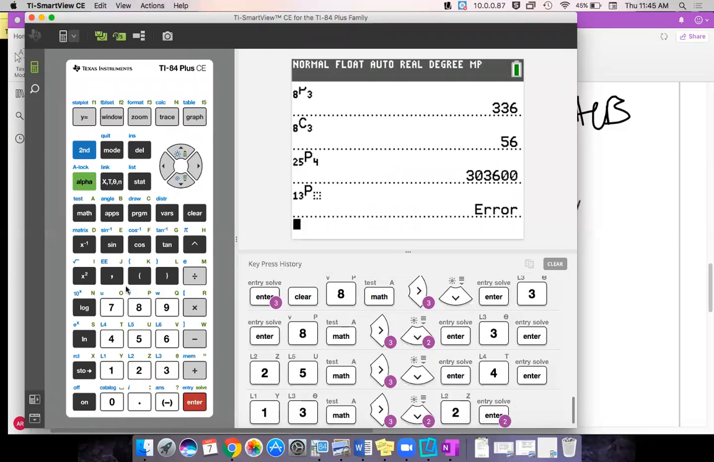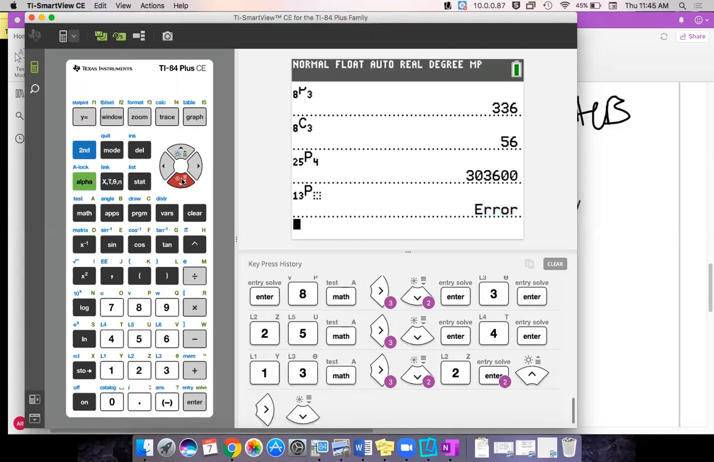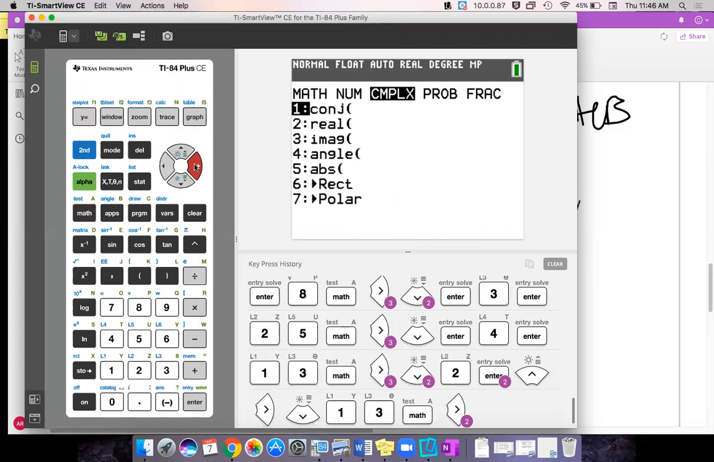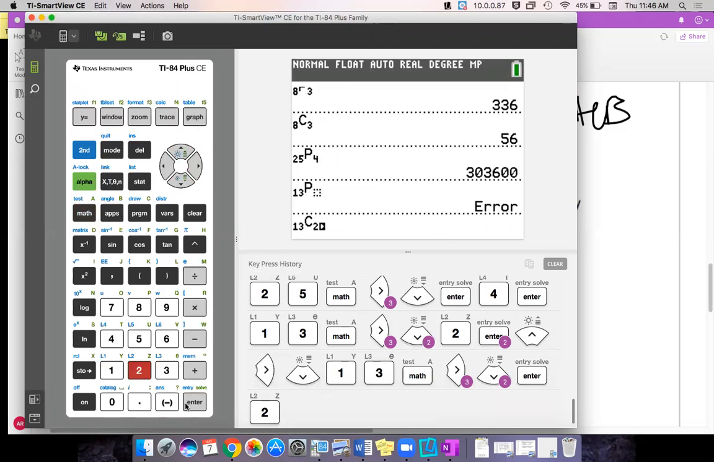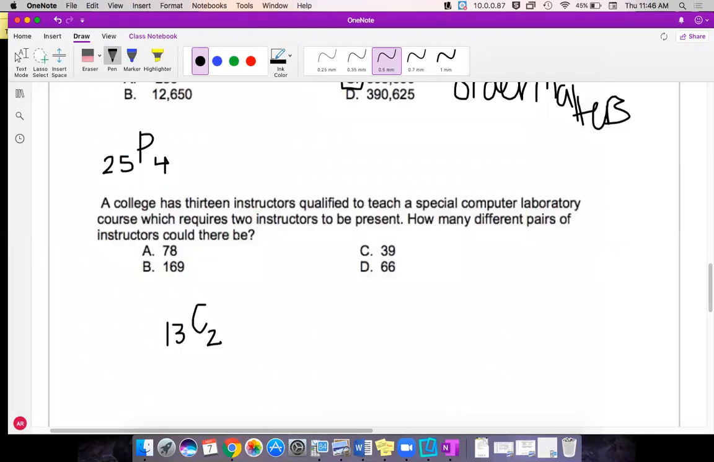Oops. And I even chose the wrong one. Okay, let's try that again. 13, choose. And I was trying to choose 2 professors. So then that's going to be 78. So then your correct answer for this one would be A.